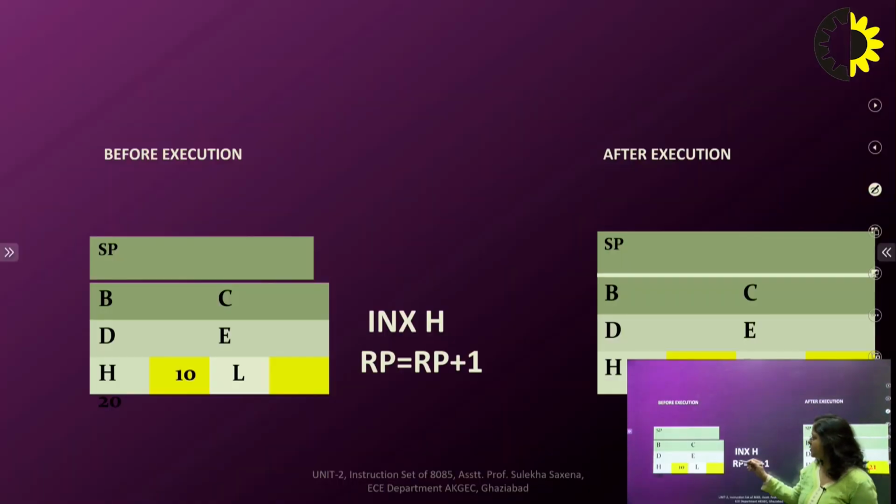For example, if we take INX H, before execution the content of the HL pair is 10 and 20. So after INX H, the content will be updated to 1020 plus 1, that is 1021.